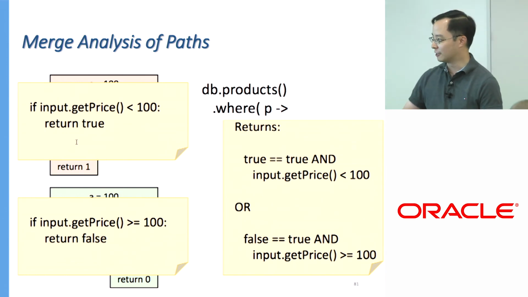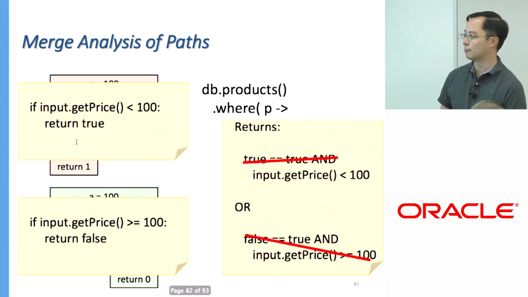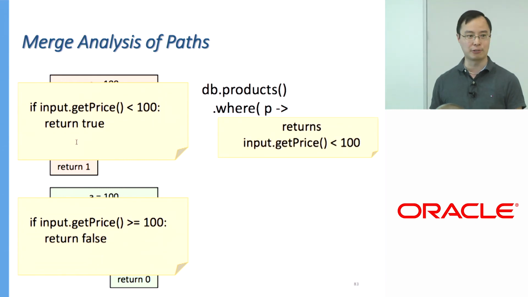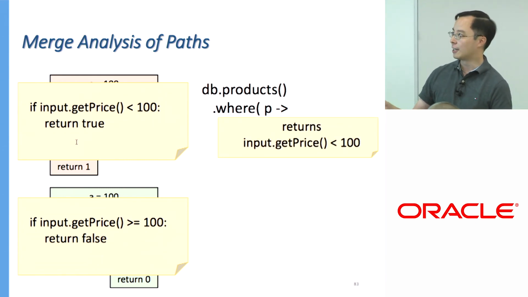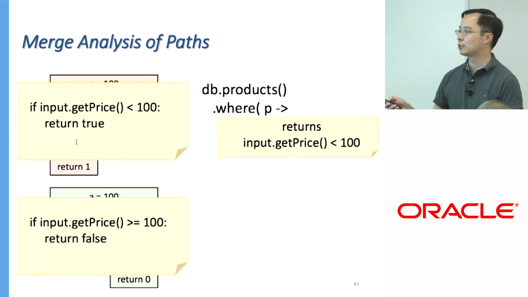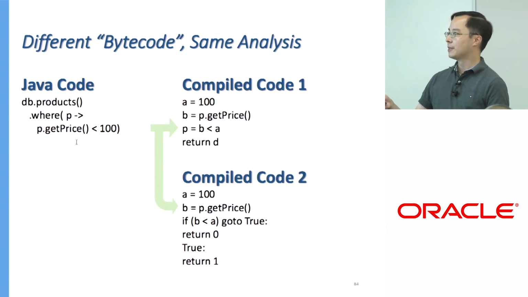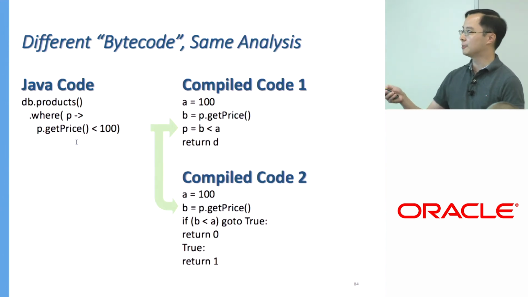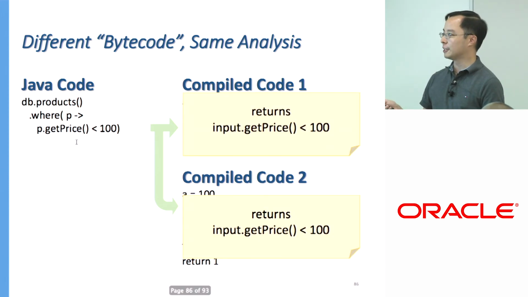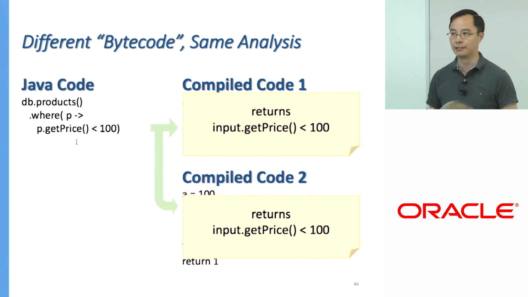Of course, there's a lot of redundant things here. So this is obviously false, and true equals true is obviously true, so we can just cross that out. And then you can see here that we get the same expression we had before. So analyzing the lambda method, we can see that what the lambda function did is it just checks whether the price is less than 100. As you can see here, this lambda function is compiled in different ways by different compilers. But regardless, we can still analyze it and get out the same expression for what it did.